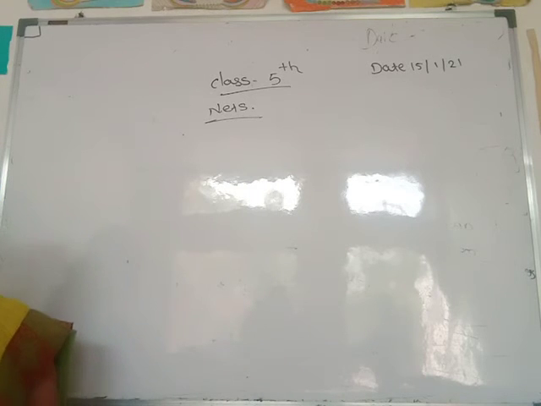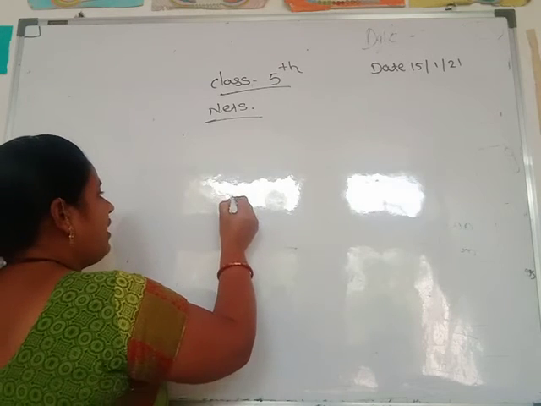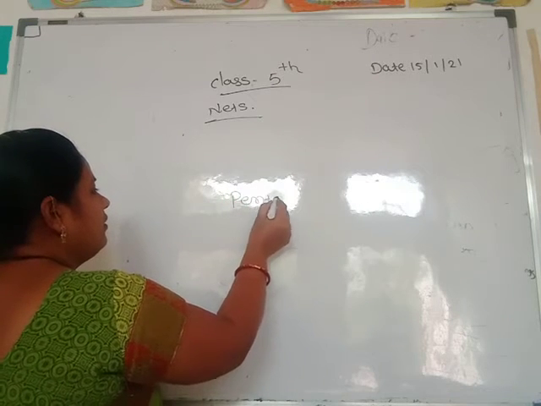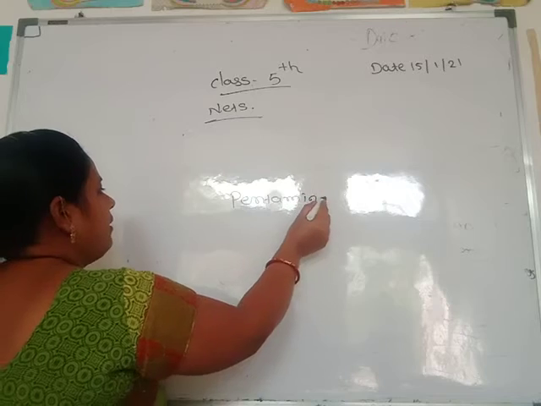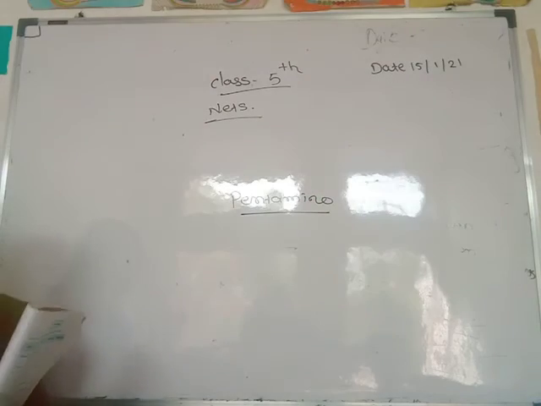Then the next point is, you see here a 5-square net, pentamino. A 5-square net is called a pentamino. Penta means 5. This 5-square net is called a pentamino.